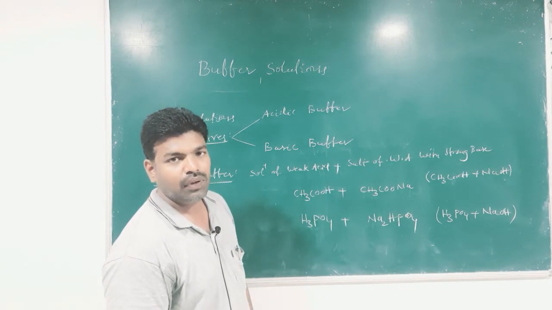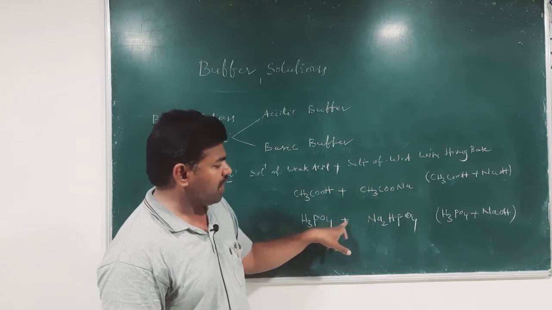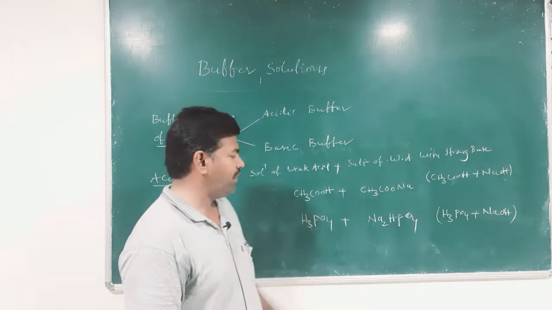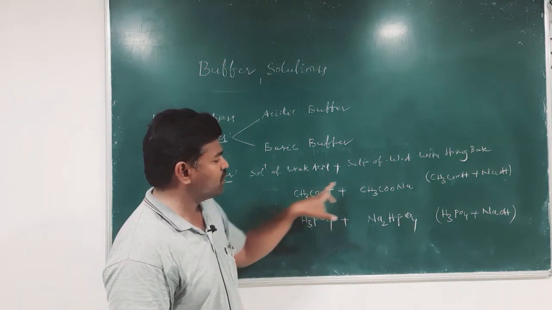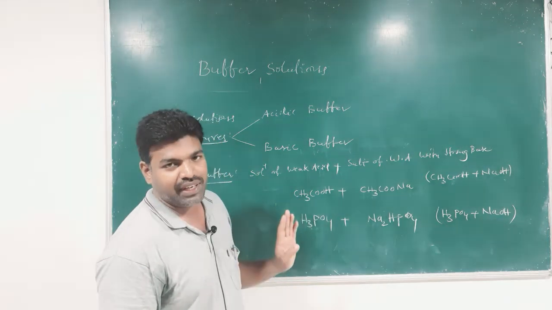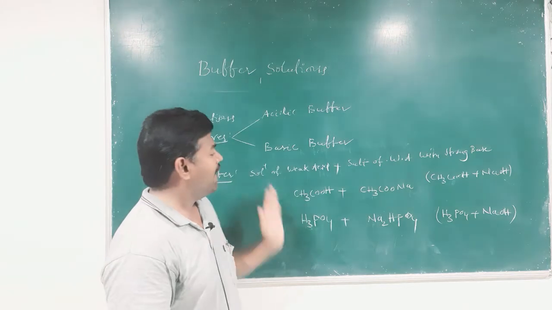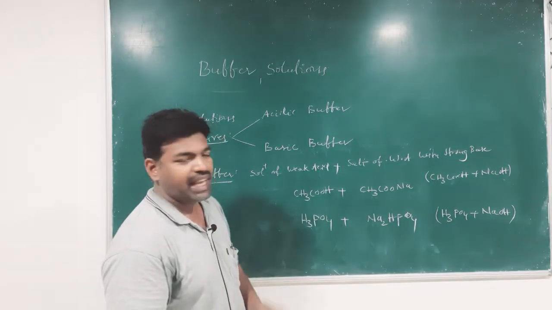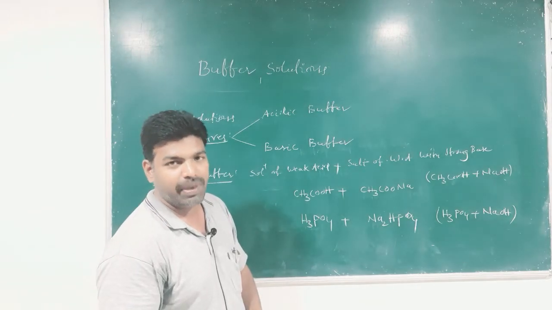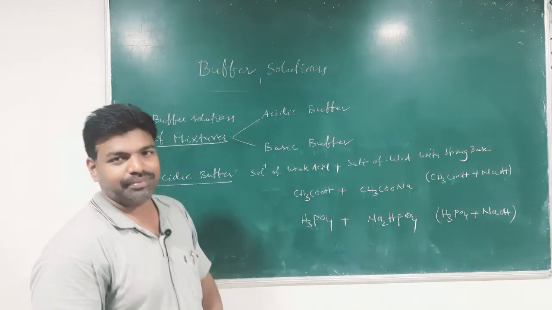Okay, so phosphoric acid and its salt disodium hydrogen phosphate form an acidic buffer, and acetic acid and sodium acetate form an acidic buffer. These are the best examples for an acidic buffer. Of course, we have so many examples, such as boric acid plus the salt formed from boric acid with a strong base.